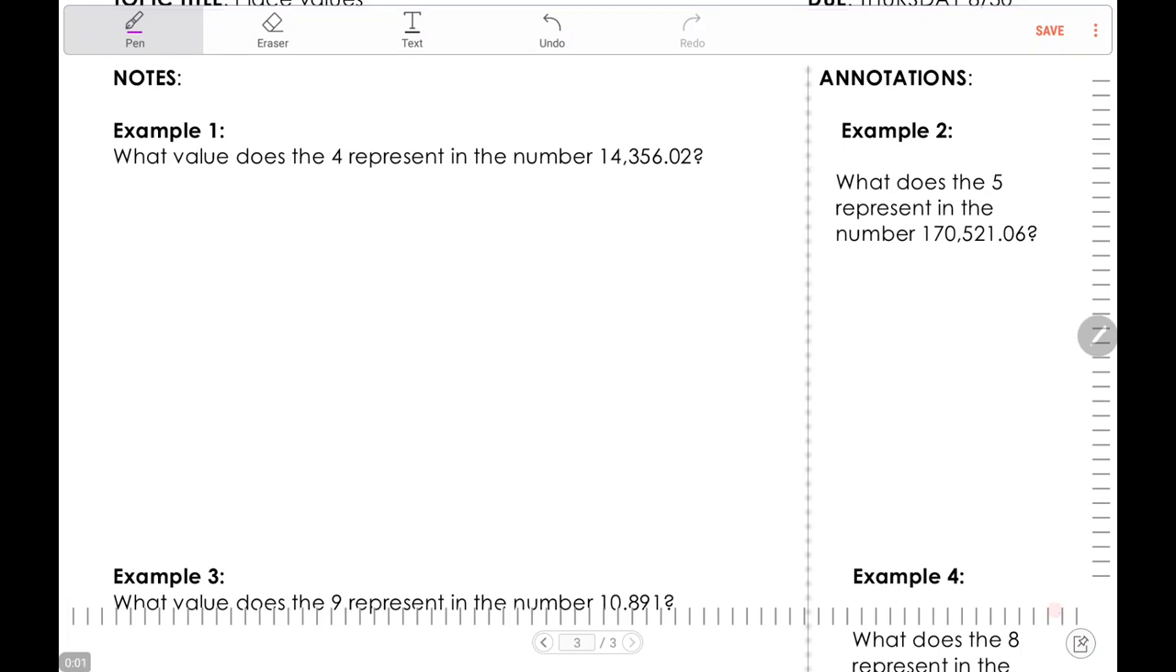Hi guys, so this video again is just to help us practice notes. Today's topic is place values. Alright, so you may already know place values, but I want to show it to you in a different way just to really help you master it.